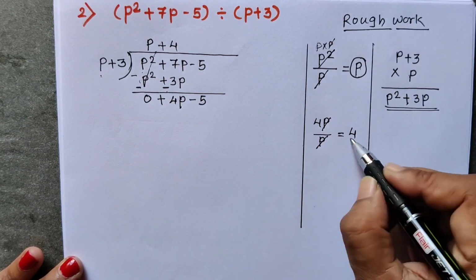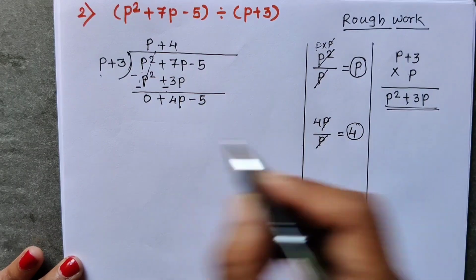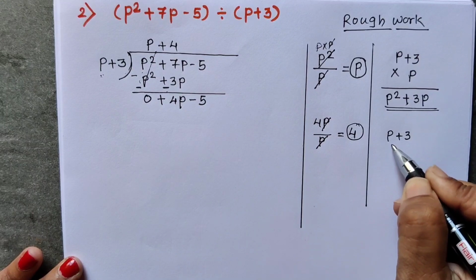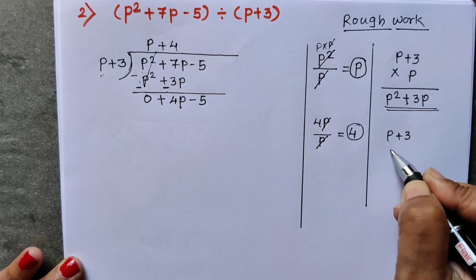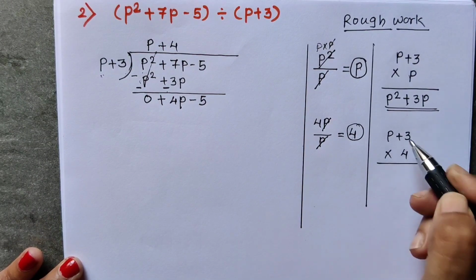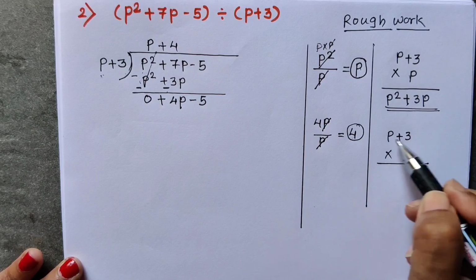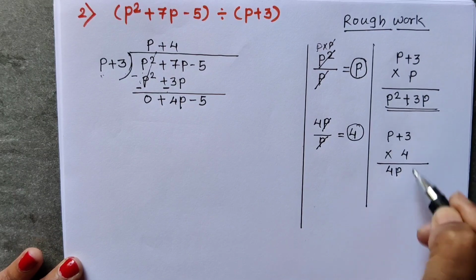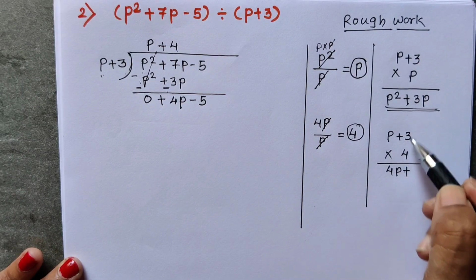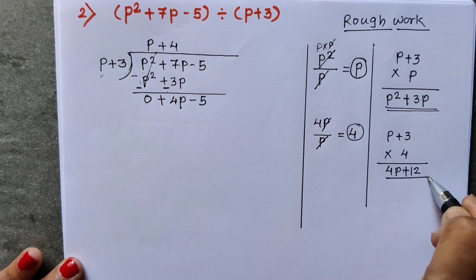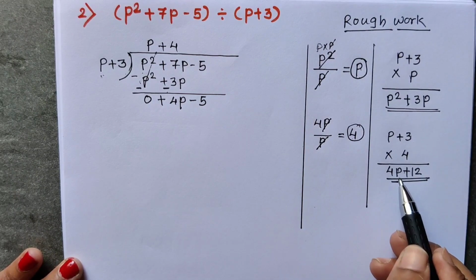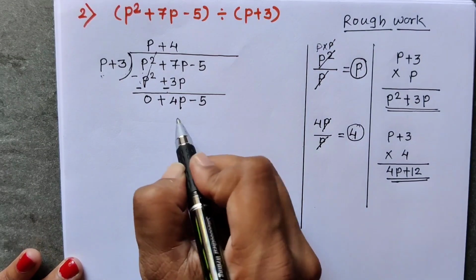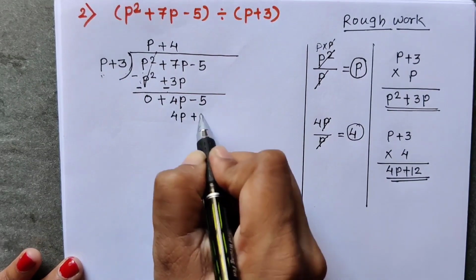So we have to multiply this 4 to p plus 3. Full divisor we have to write. Okay, p plus 3. Binomial, 2 terms are there. So multiply by 4 to both the terms of this divisor. So 4 into p is 4p. Plus sign is there, put the plus sign. 4 into 3, 4 3s are 12. So in this way we got what we have to write in the second step of the dividend. So I am writing here 4p plus 12.